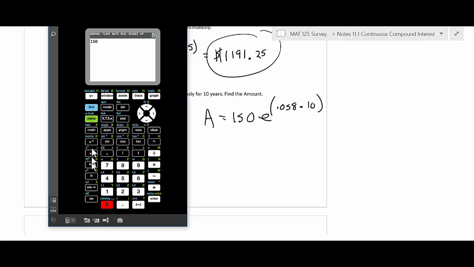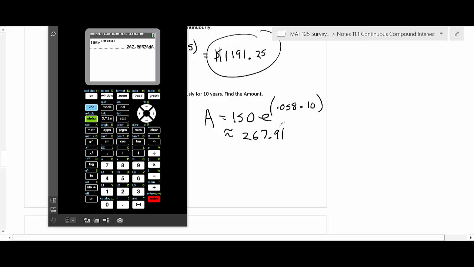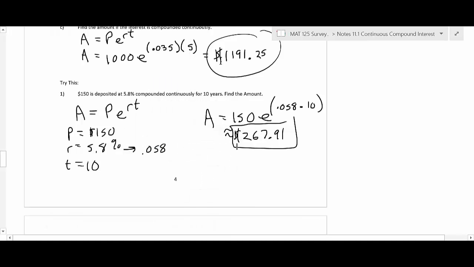Okay, so we'll do 150. I'm going to go second ln to get E to come out. And then in parentheses 0.058, and then times 10, and then we'll just round to 2 decimals. So that looks like, is that what you guys got? Yes. Okay, $267.91 is how you would round that up then. Okay, so that's how you use continuous compound interest. Any questions about that? Okay.